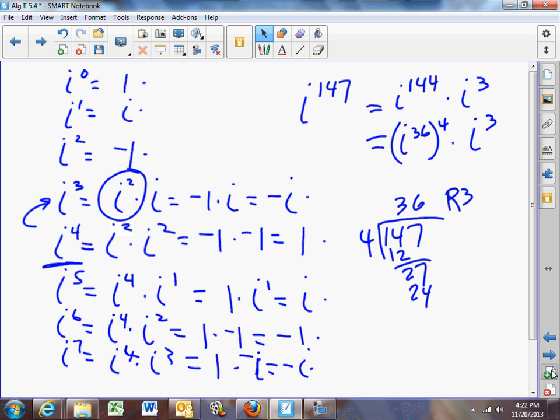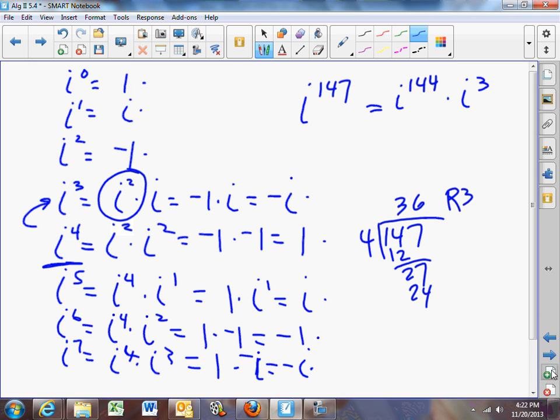Instead of thinking of i to the 144th as i to the 36th raised to the 4th power, let's think of this as i to the 4th raised to the 36th power, times i to the 3rd. So how many 4s are there in 147? Well, there's 36 with 3 left over. So we have 36 i to the 4ths times i to the 3rd.